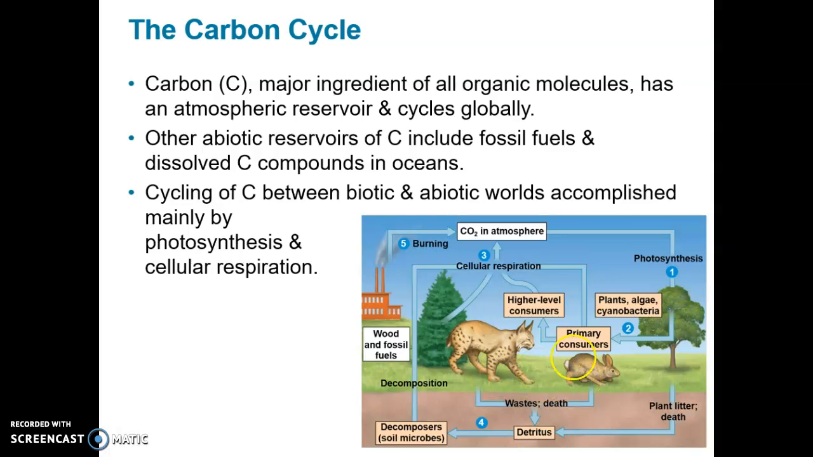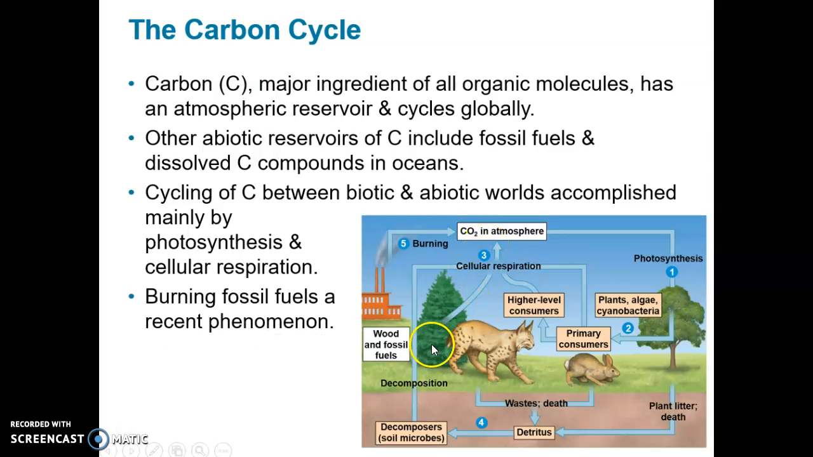and that's the process of cellular respiration that's occurring in those organisms. Cellular respiration releases carbon dioxide back into the atmosphere. When these organisms die and decompose, the detritus, and also leaf litter, is broken down by decomposers, and that carbon gets released into the atmosphere.